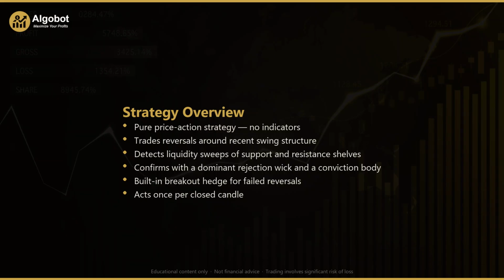To avoid acting on every minor poke, the strategy adds two filters. First, the rejection wick must be dominant, at least as large as the candle body, controlled by the WickRatio parameter. Second, the candle must show conviction. Its body must exceed the recent average body by the body factor, signaling a decisive reclaim rather than a slow drift.